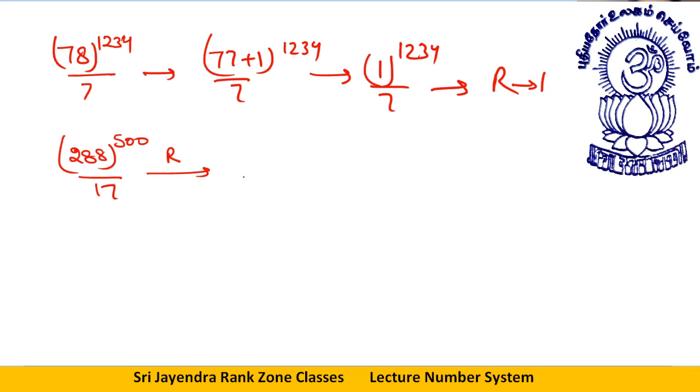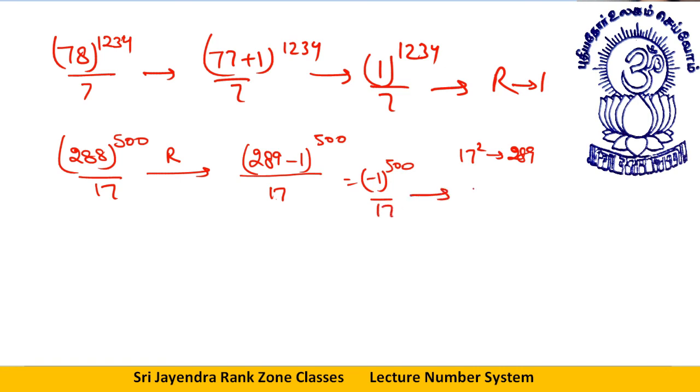So 288 is what, dear students? 288 I can say is actually 289 minus 1. 289 is what? 17 square. So that way I can say 17 raised to power 500, or I can say this is divisible by 17, so that way minus 1 raised to the power 500 divided by 17. That way positive 1 will be your answer. I'm sure this must be clear.